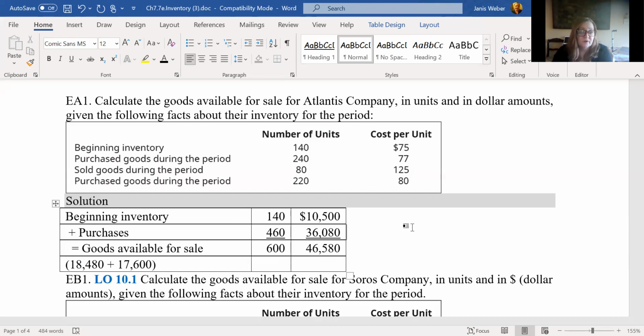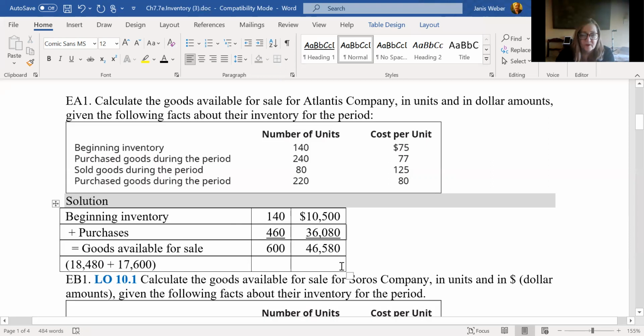If you look at it from the standpoint of numbers of units, you have the beginning inventory at 140, and then you purchased two lots, one lot of 240 and one lot of 220 for a total of 460. So you have 600 units available total, the beginning inventory of 140, and then the purchases inventory of 460.